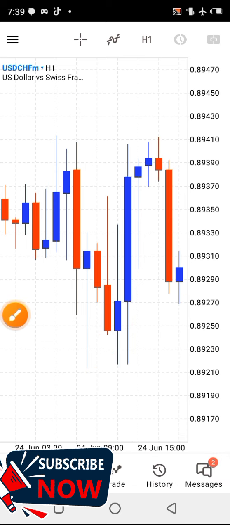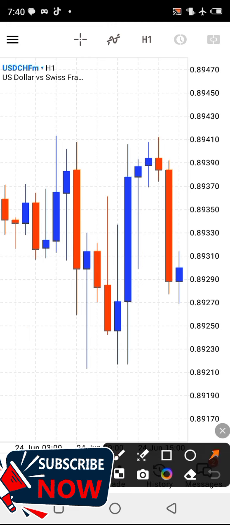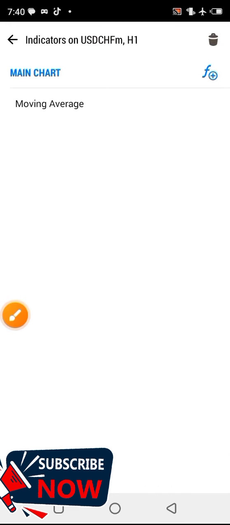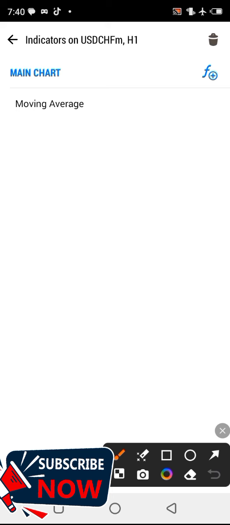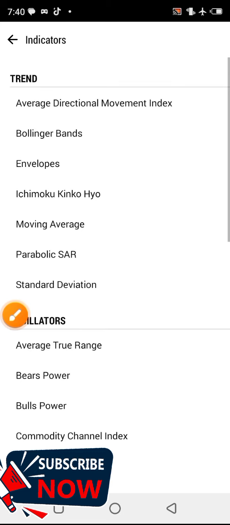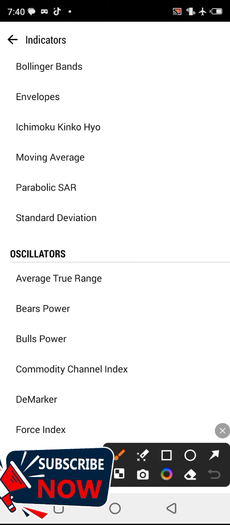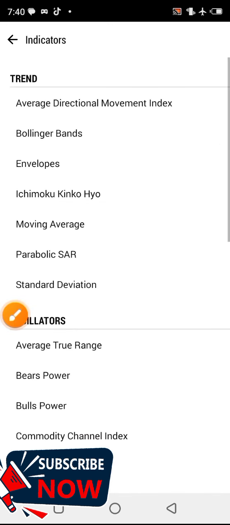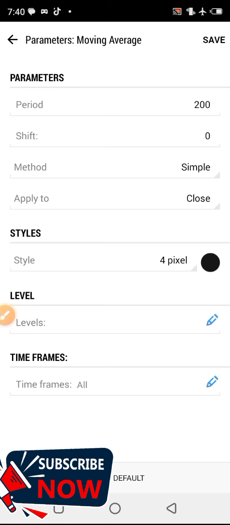For those that don't know where to get the 200 EMA, just come to the top of your MT5 right here. You click on that indicator sign, then from there you click on F plus. Look at this, you click on this F plus. When you click on that, you scroll and then you select moving average. Look at the moving average right here, you select it. Sorry, I selected something else, so let me go back and click on it. Moving average, you can see this.